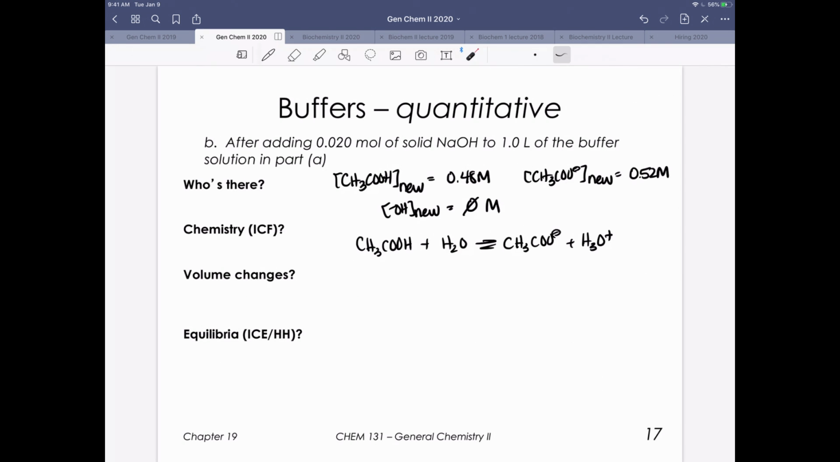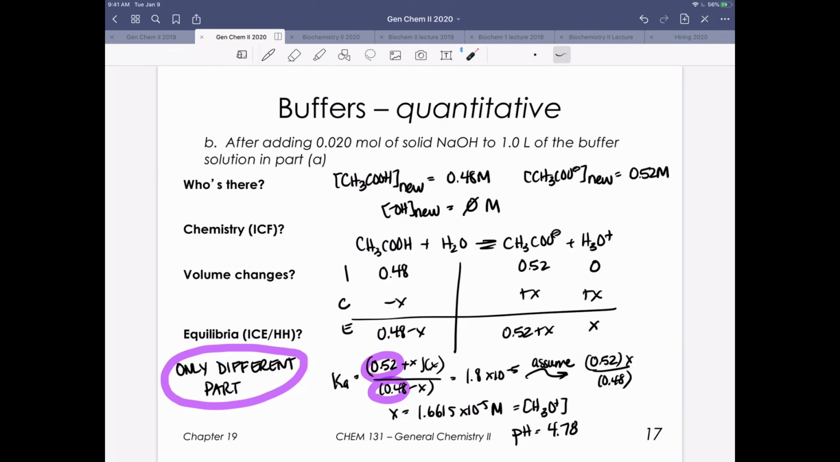So again, we can treat this and solve this via an ICE table. We've got our new concentrations of weak acid and conjugate base. Using the equilibrium that would exist between these, we can start by writing our balanced chemical equation for our equilibrium reaction. Because we have an equilibrium, we're going to have an ICE table. So here's our ICE table. Again, our ICE table is going to have these new values: not 0.5, but 0.48. Not 0.5, but 0.52.